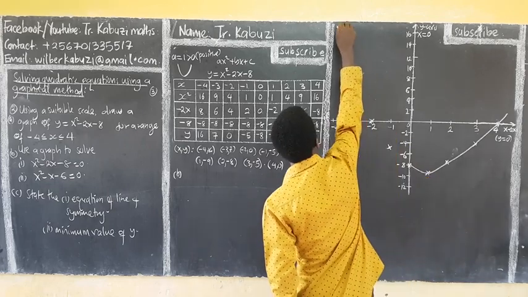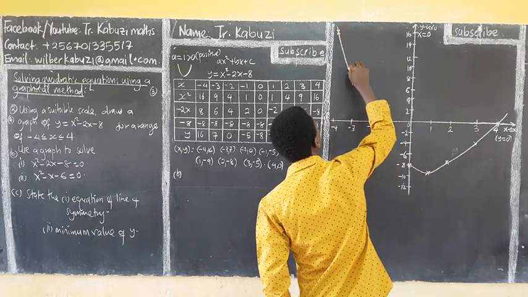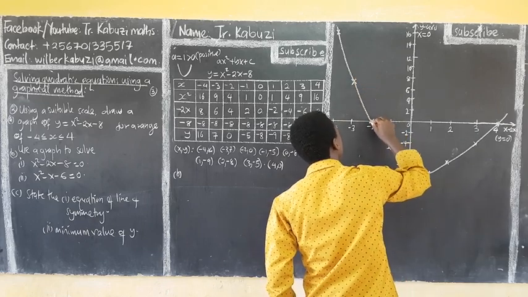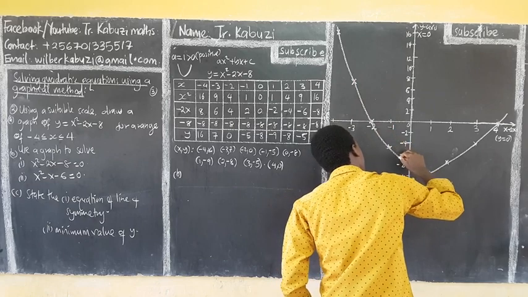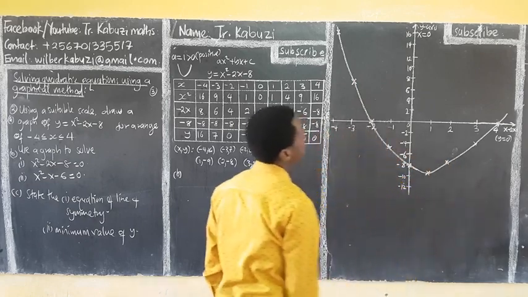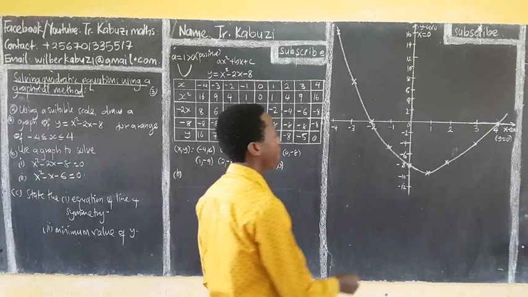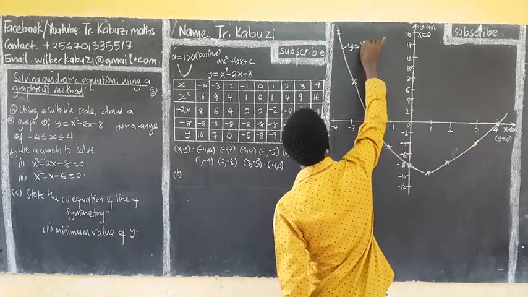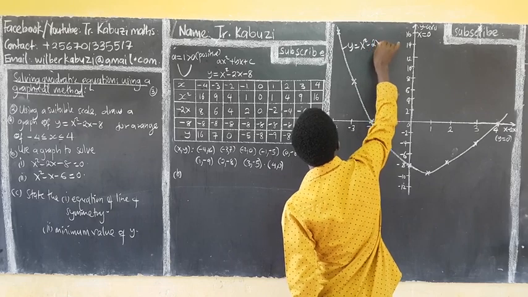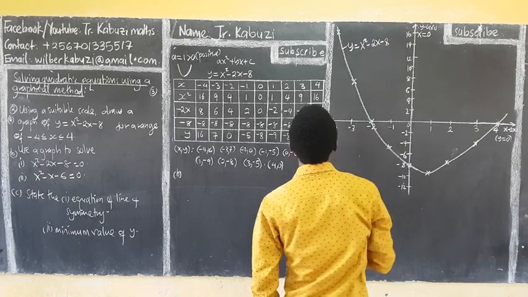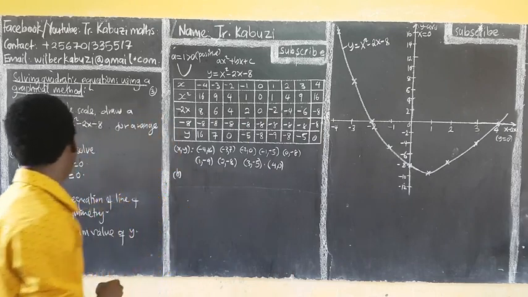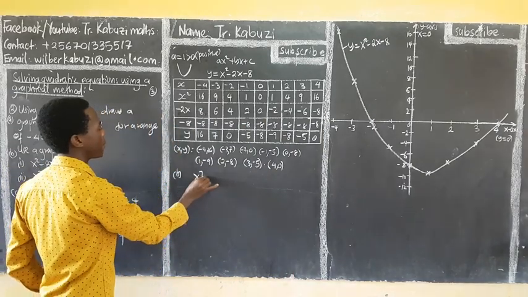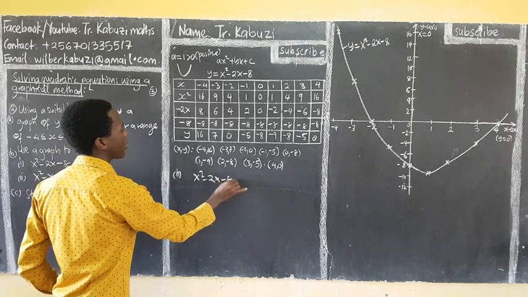Now let me start from this side up. It touches that point, and it comes through this one, like that, with ease. So you join it using a free hand, and after that, you name it: this is my y equals x squared minus 2x minus 8. That's my graph. Then I need to use the graph to solve x squared minus 2x minus 8 equals 0.